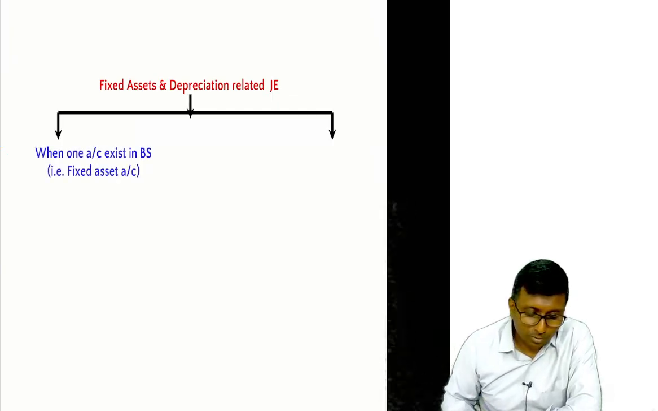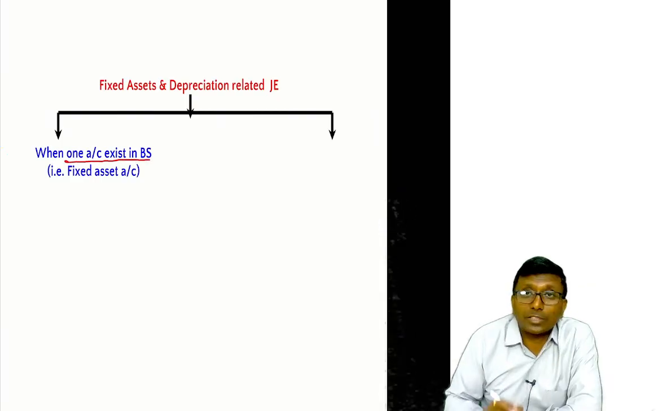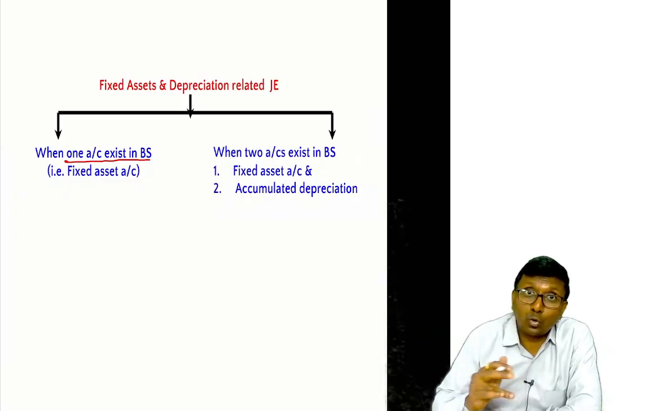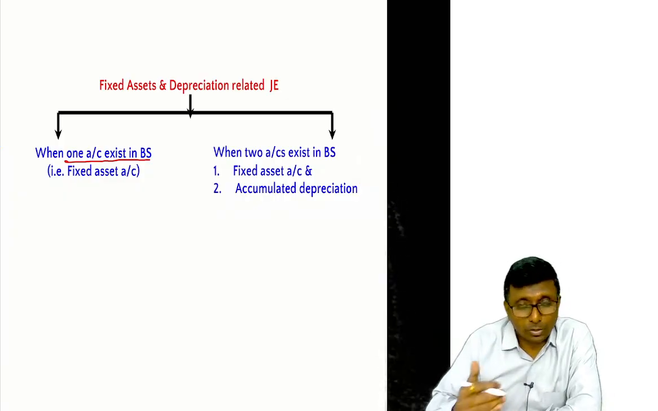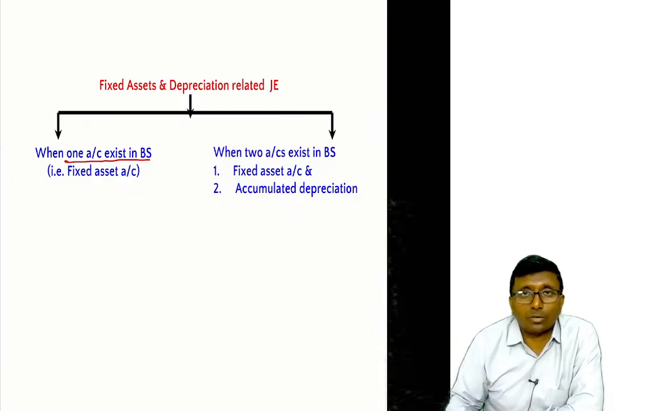Or is it one account? Correct? When only one account exists in the balance sheet, that is the fixed assets account. And the second one is what? If you have two accounts in the balance sheet, that also I'll deal with. That is the fixed assets account and the accumulated depreciation account.